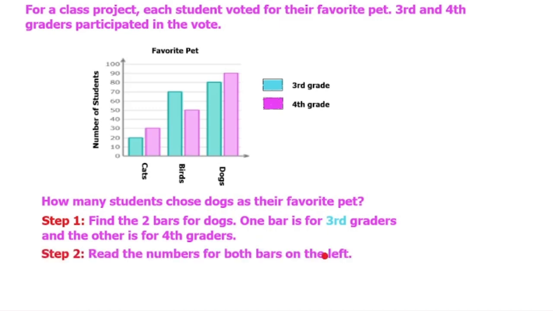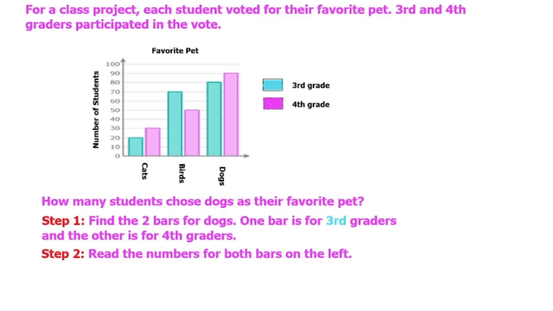Then the next step is to read the numbers for both bars on the left. So these are the two bars that we're talking about, and then you go to the left to read the numbers. So 80 third graders and 90 fourth graders chose dogs as their favorite pet.